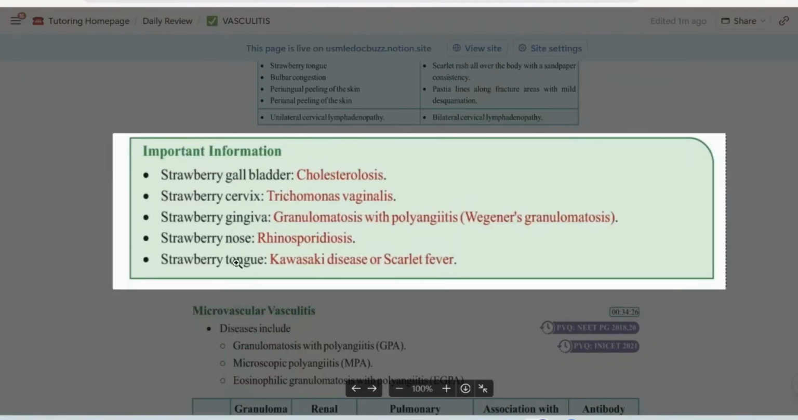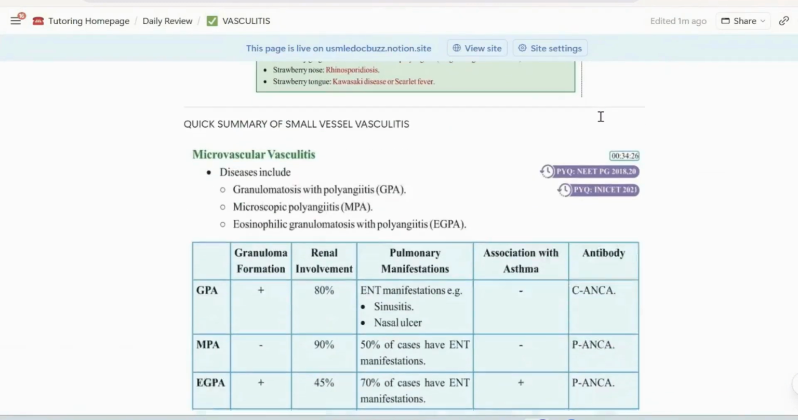You see they've given you all the strawberry presentations that you may come across, right? Strawberry gallbladder, cholesterolysis, right? Cholesterol stones. Strawberry cervix, trichomonas. Strawberry gingiva. We saw this, remember? The gums being inflamed, right? So granulomatosis with polyangiitis. Strawberry nose, rhinosporidiosis, right? So it's like a fungal inflammation. Strawberry tongue, right? Kawasaki disease or scarlet fever. So now we know the differentials for all these.